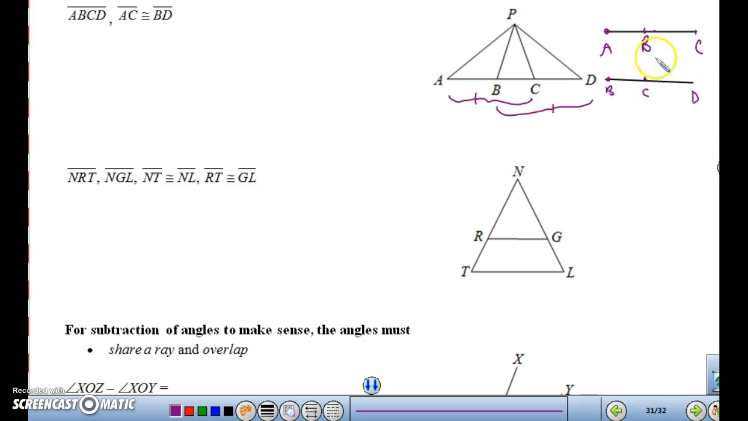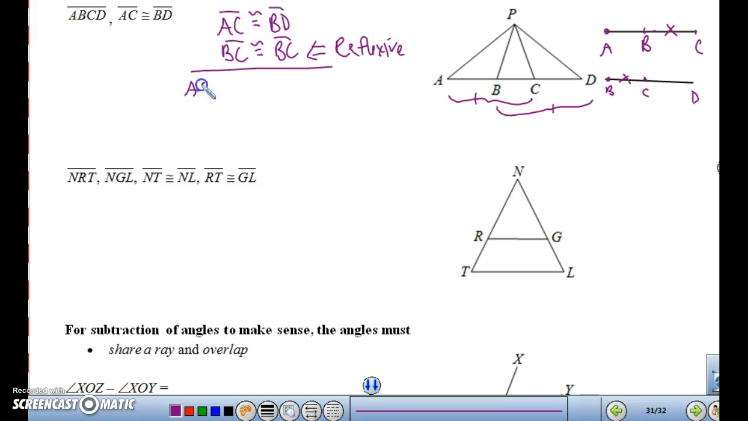Well, what do these two segments have in common? Don't they have piece BC right there in common? Yeah, they do. So if we take AC congruent to BD, and then use the reflexive property, BC is congruent to BC, because that's actually the same segment by reflexive, I can now say, by subtraction, AC minus BC is congruent to BD minus BC.